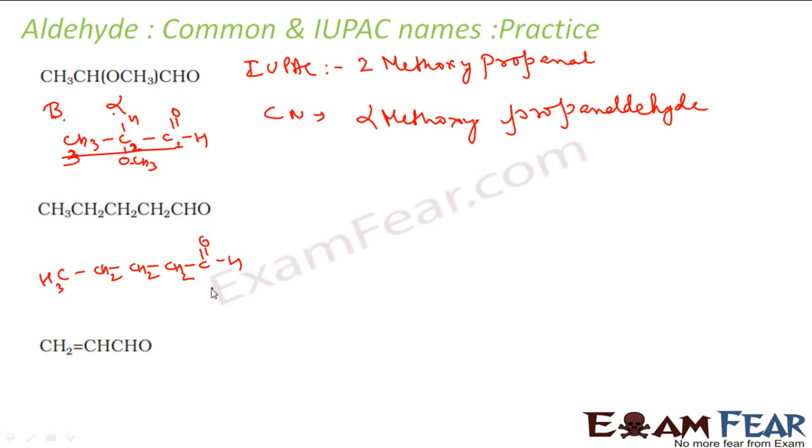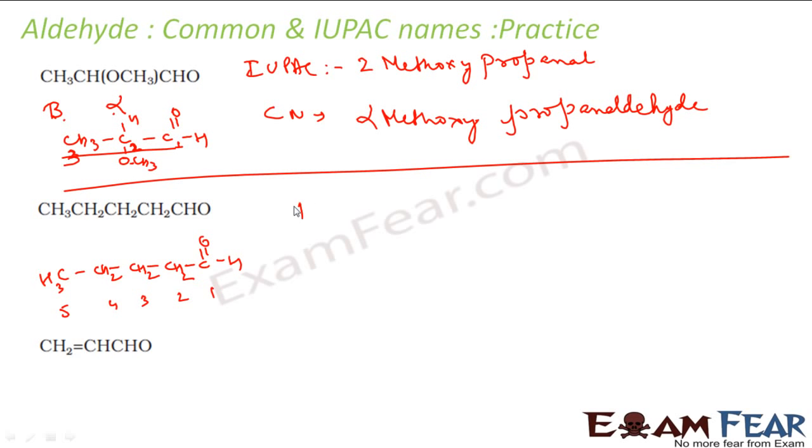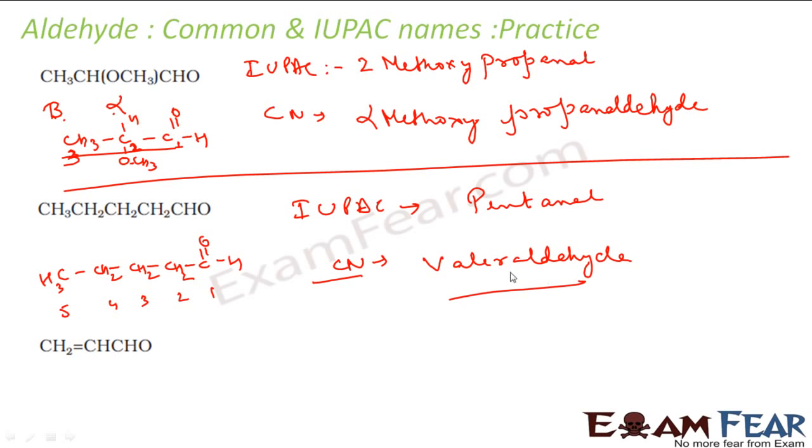Now in this case, to write the IUPAC name, I'll start the numbering from here. 1, 2, 3, 4, 5. In fact, numbering is not required because there is no branch here, right? So the 5 carbon. So the IUPAC name I'll write first. 5 is what? Pent. It's pentanal. Common name, there's a common name for this. That is called valeraldehyde because it is derived from valeric acid.